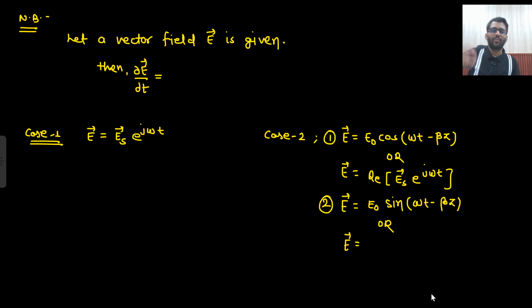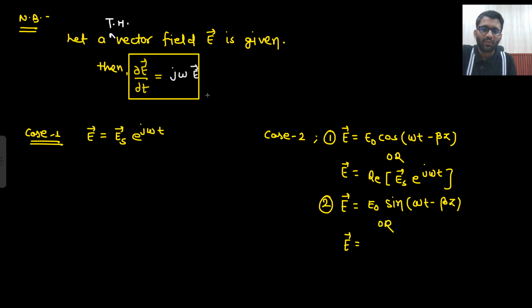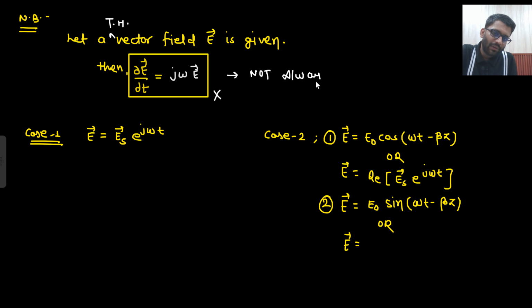Now we will see another point. This we have already seen. So if there is a vector field, a time harmonic vector field which is E, then dou E by dou t is equal to j omega E. This is not always true. I will cross it and say not always true. So in what case will it be true? In this case. Why is that so?